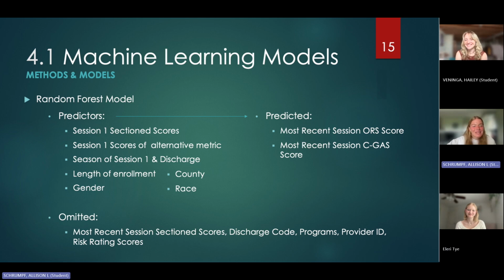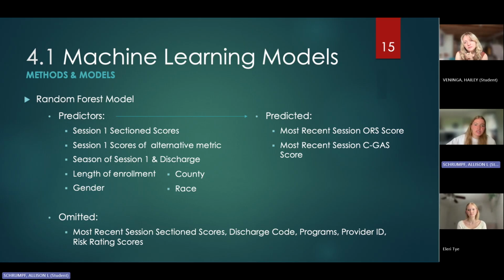And then we omitted the most recent session section scores because those do add up to the total ORS score, as well as the discharge code and the risk rating scores, because those would all be overfitting the model as well. And then finally, we omitted the programs and the provider IDs because Random Forest really likes splits. So these two just had way too many, and it was saying that those account for a lot more of the variability than we know that they did.